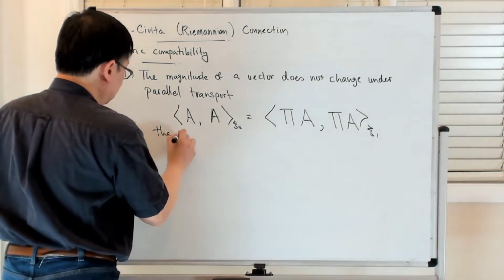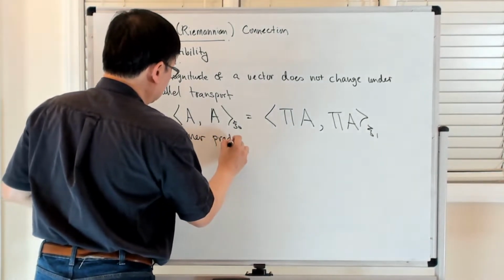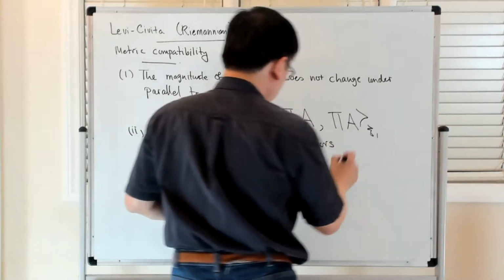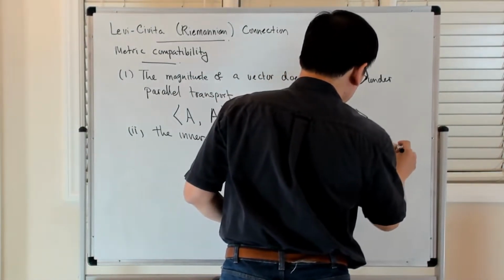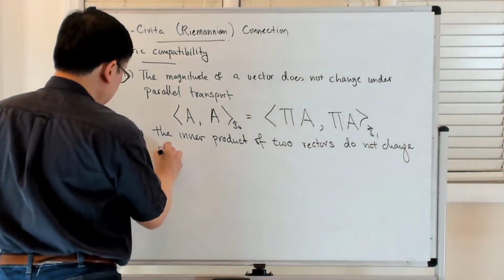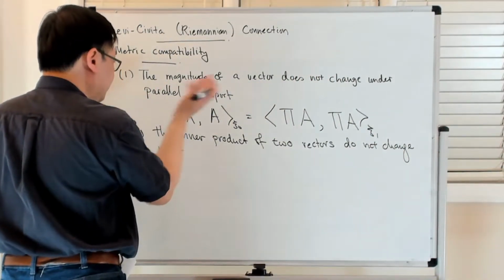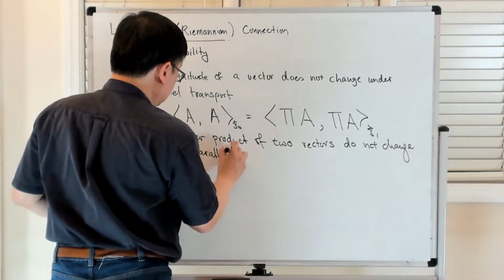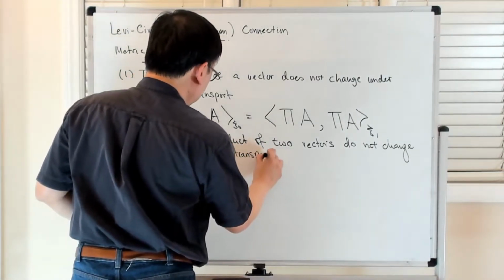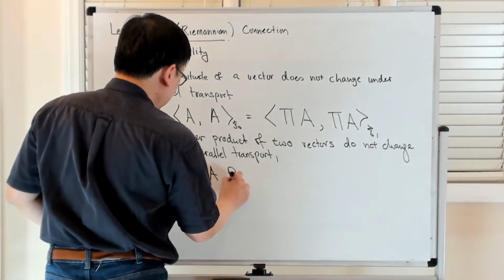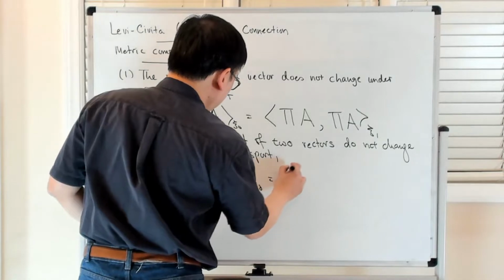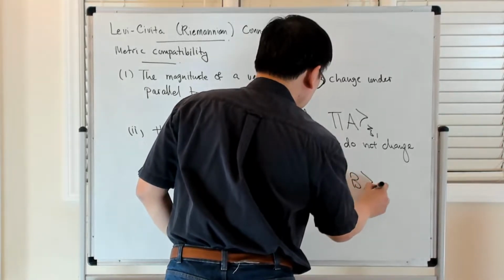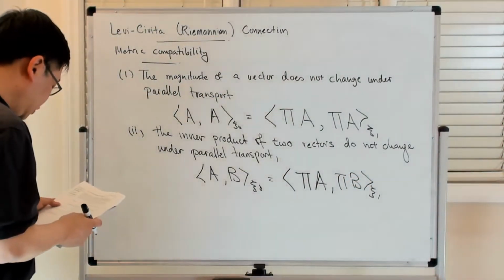The inner product of two vectors does not change under parallel transport. And of course, if you have this condition, then the first condition obviously holds. As you might expect, it just means that you now take the inner product of two different vectors and parallel transport those two vectors, and the inner product between them doesn't change.